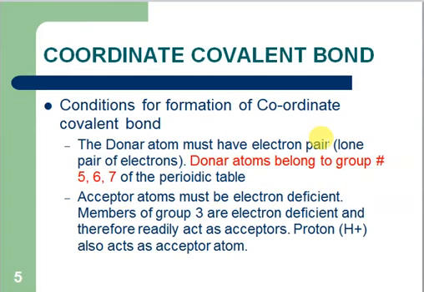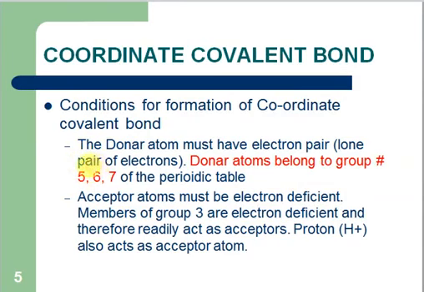So which atoms have lone pairs of electrons? If you want to see in the periodic table which elements have lone pairs that can be donated, then you have to see group number 5, group number 6 and group number 7 of the periodic table. Group number 5 is the nitrogen family. The nitrogen family has one lone pair, so nitrogen can donate it and can form a coordinate covalent bond.